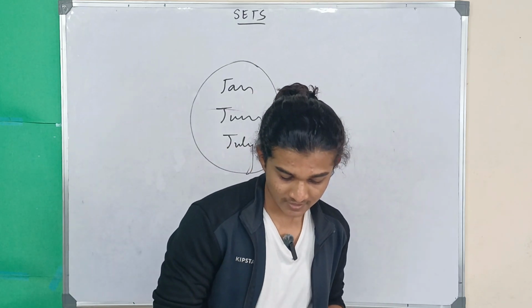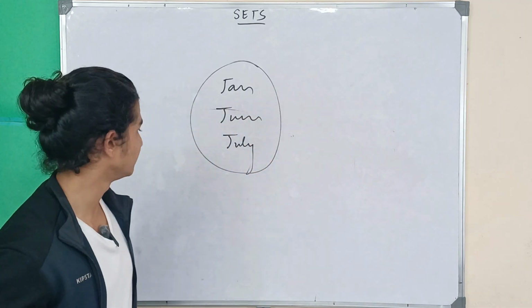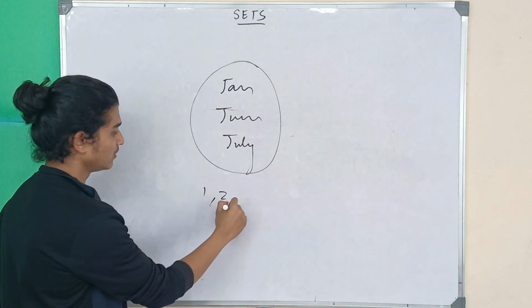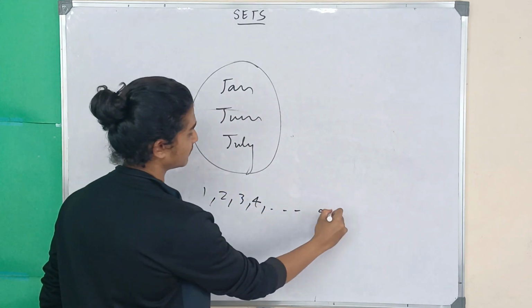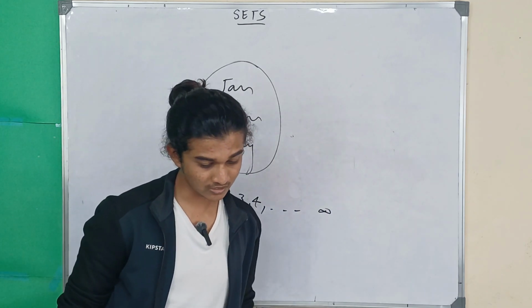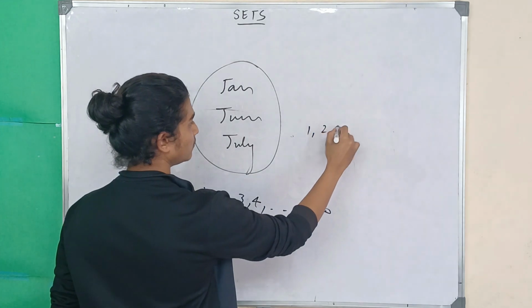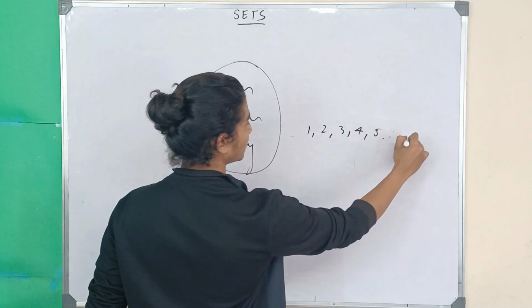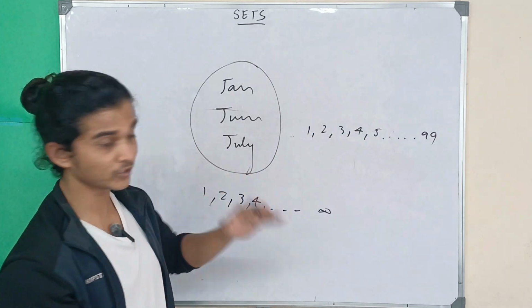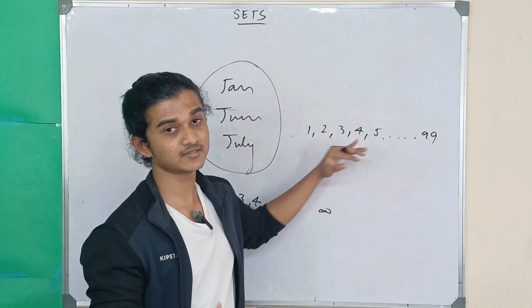So the next one is the collection of all the natural numbers less than 100. Now this is well defined. As you know, natural numbers are all the numbers which start with 1, 2, 3, 4, and so on till infinity. So the set says the collection of all the numbers less than 100, which means the set is going to be 1, 2, 3, 4, 5, all the way up to 99. Less than 100, which means you should not include 100, so 1 to 99. Now this is well defined, so I can say this is a set.